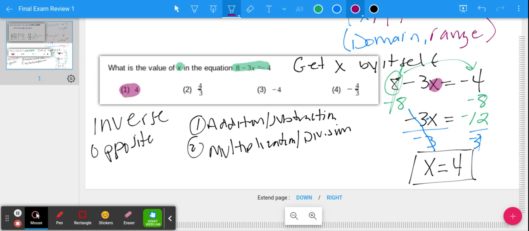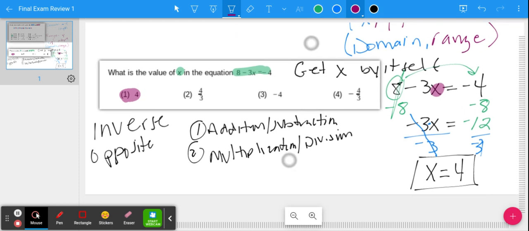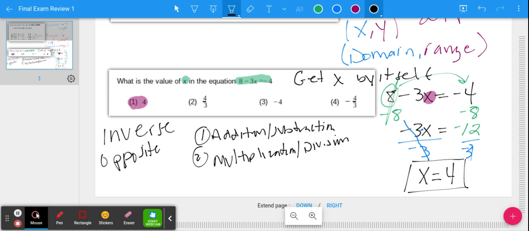You can also, because it's multiple choice, take these multiple choice answers, plug them in, and see which one makes the equation true. So let's just take our answer of 4 and plug it in. That means x is equal to 4. So wherever we see an x, we'll plug in a 4. 8 minus 3 times 4, because the 3 and the x are stuck together with multiplication, equals -4. Well, -3 times 4 is -12.